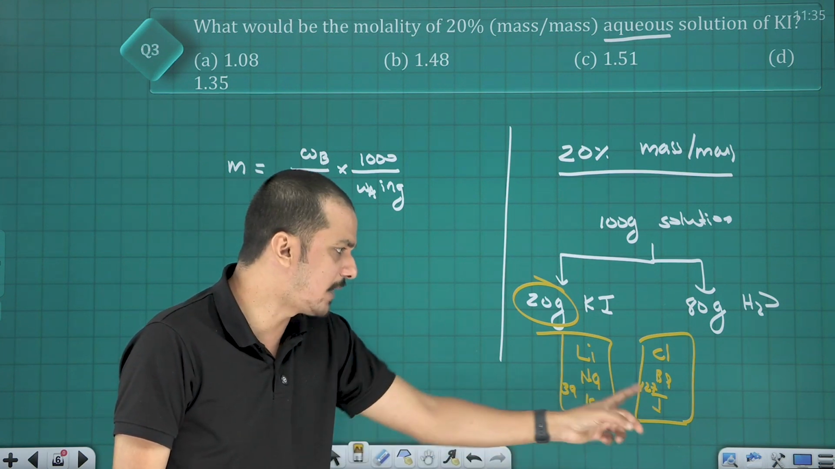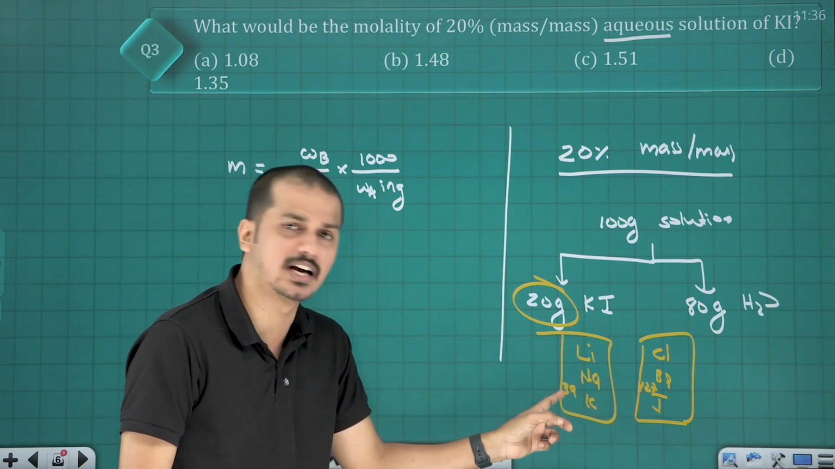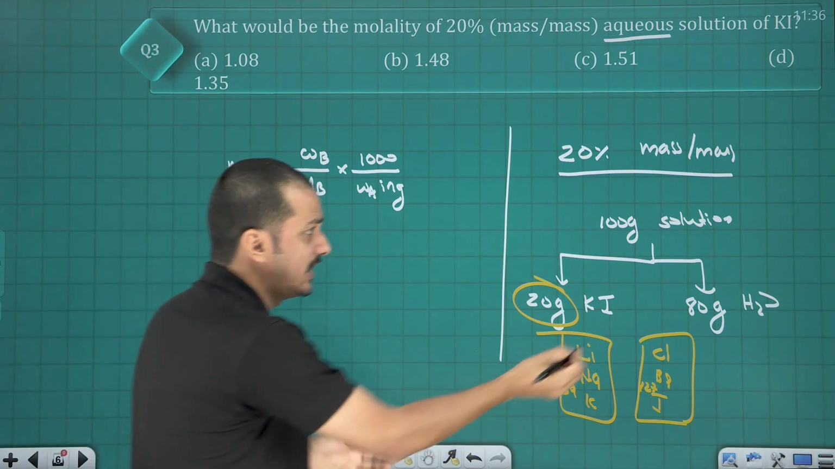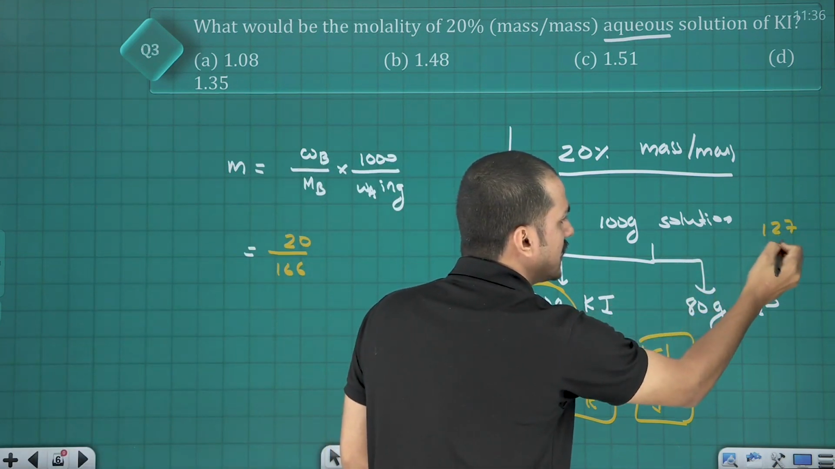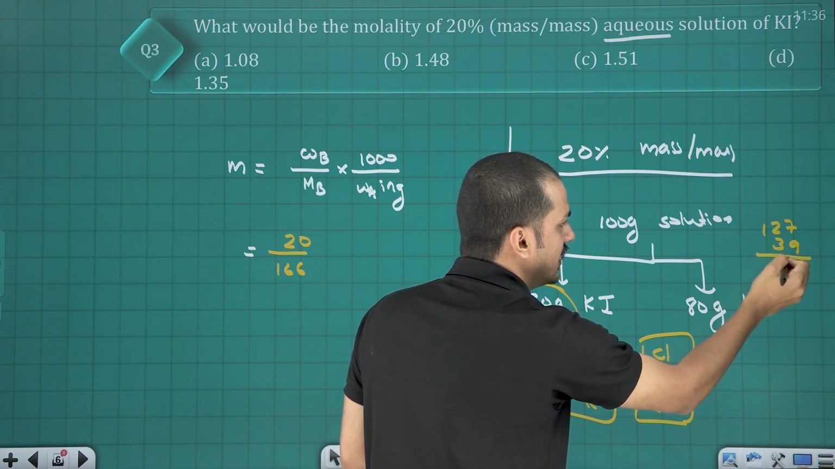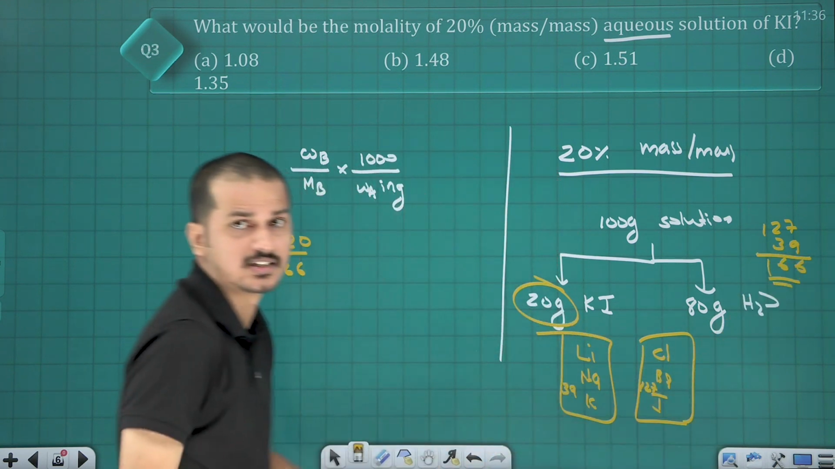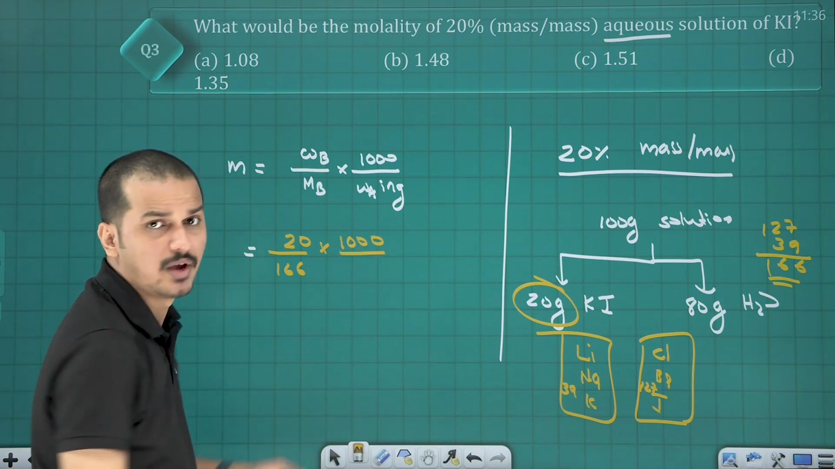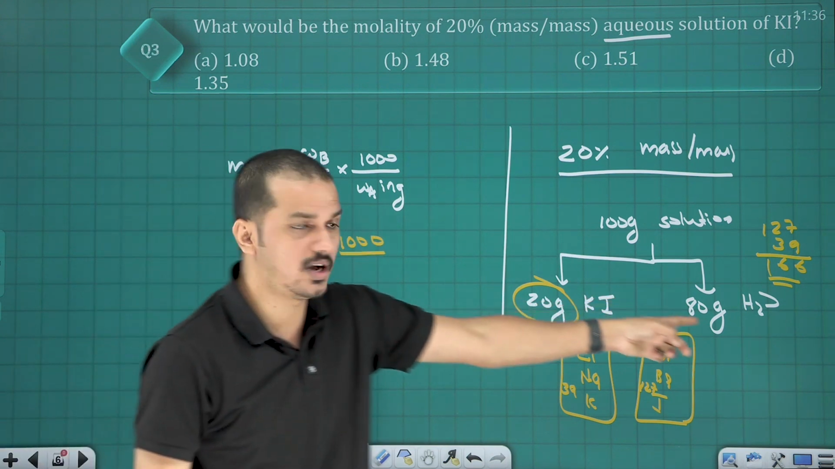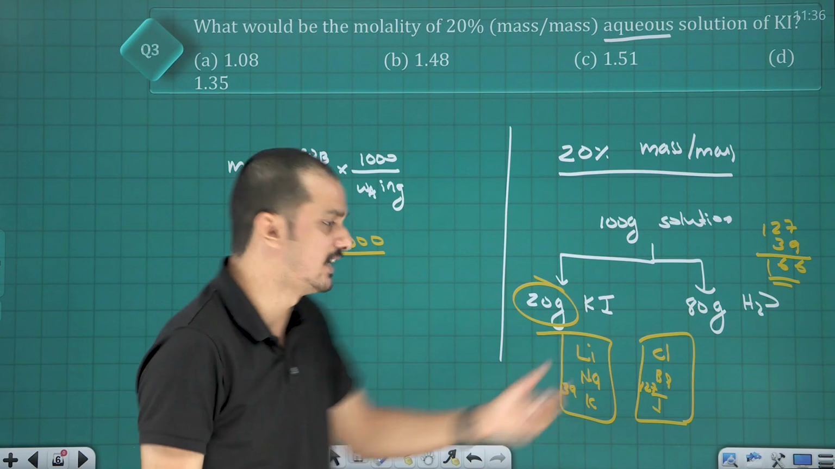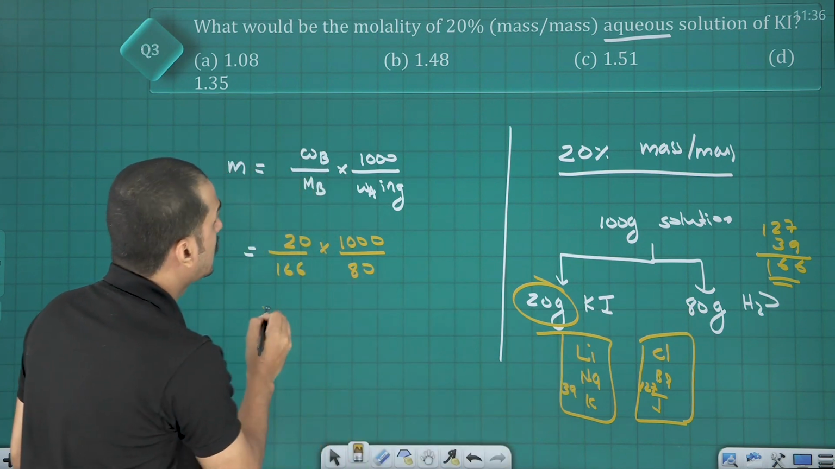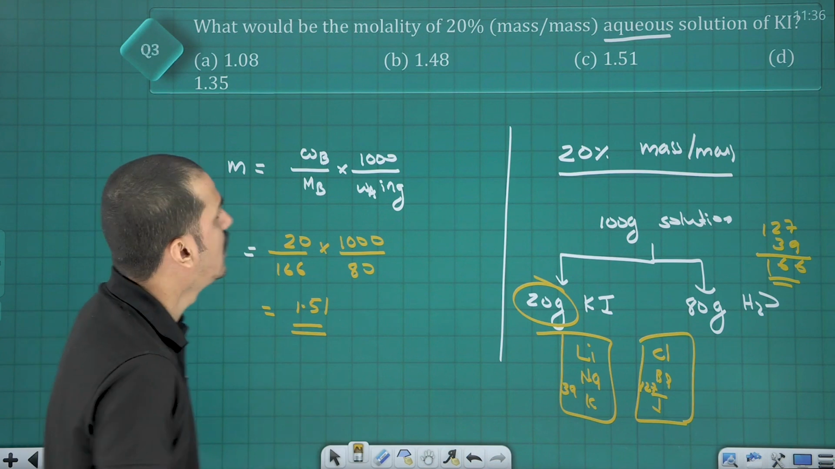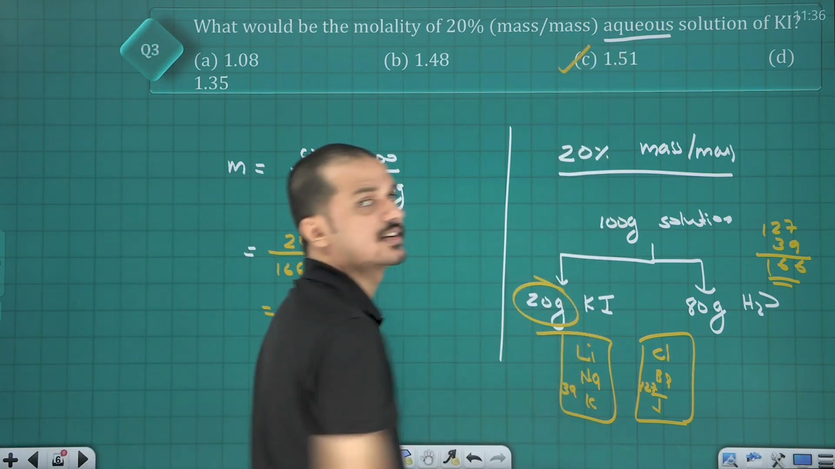So potassium plus iodine, 127 plus 39 means 166 will come. Am I correct? 127 plus 39, carry 1, 166 will come. So 166 into 1000 divided by weight of solvent in gram. How much amount are we taking? 80 gram. Once you solve it, you will get the value 1.51 molal. So option C is the correct answer.